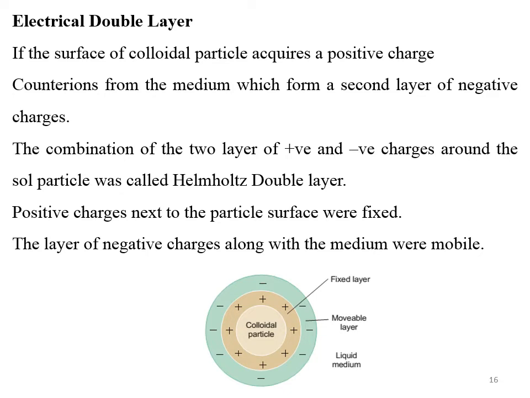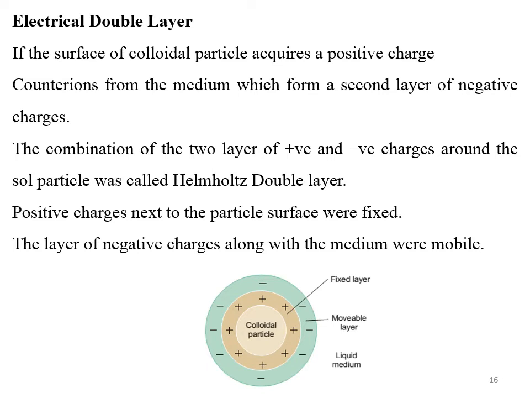There are different types of electrical double layers depending upon the explanations given by different scientists. For example, in case of Helmholtz electrical double layer, the first layer is fixed as shown in this diagram, while the second layer, which is the negatively charged layer in this diagram, is a mobile layer. The mobile layer means these charges always remain in motion. They can change their position.